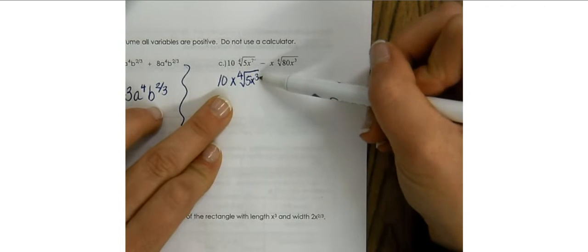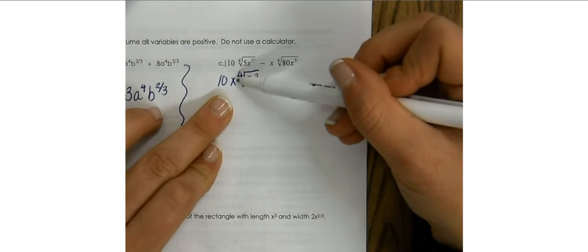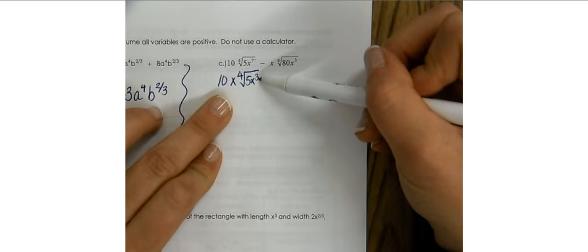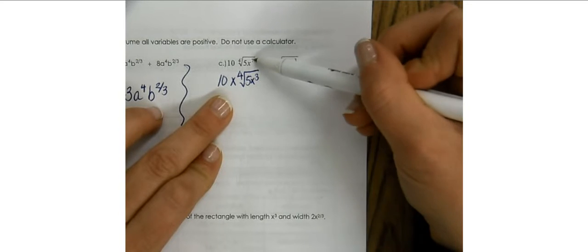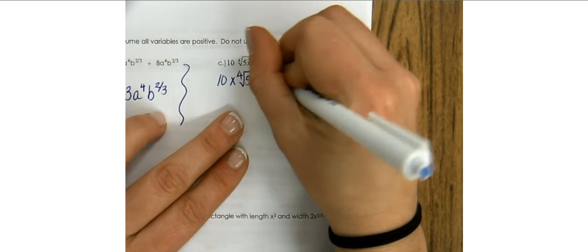So 4 can go into 7 one whole time, and then there's going to be 3 left over. And that's because if we have x to the 4th power times x to the 3rd power, we end up with x to the 7th. Okay, I've simplified my first expression. Then I'm going to write minus x, and I'm going to look at the number 80.